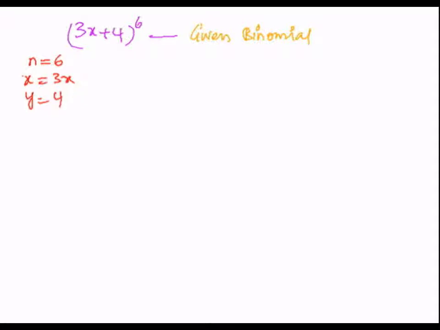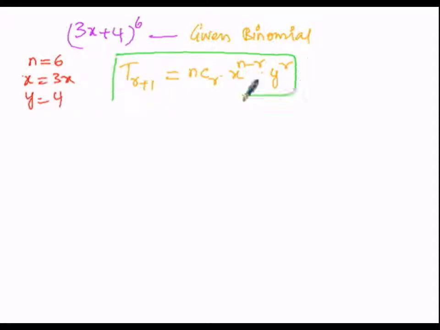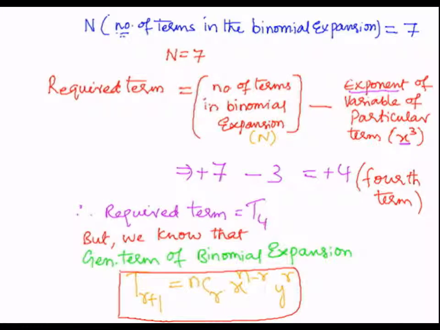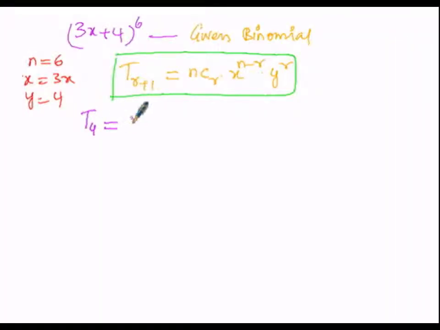We know T r plus 1 equals nCr into x to the power of n minus r into y to the power of r, and we are going to substitute all these values to get the fourth term. So T4 is T r plus 1, and 4 can be split as 3 plus 1, so here r is 3.